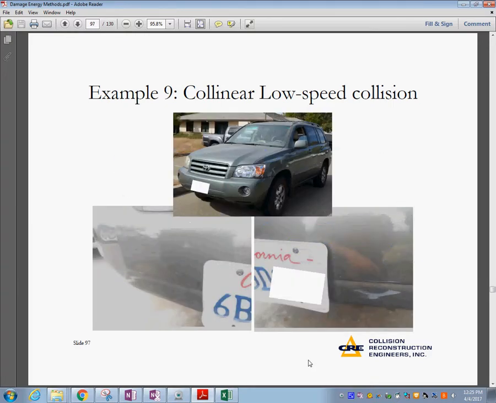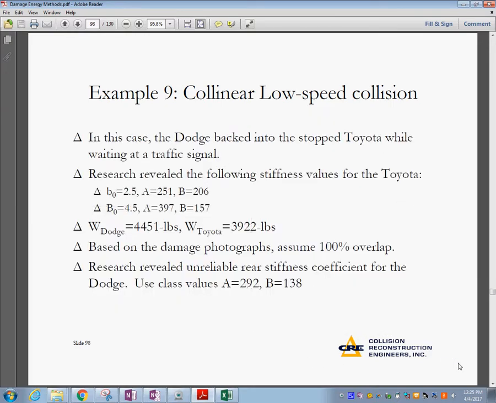This is the Dodge. So in this case, the Dodge backed into the stopped Toyota. So it was in reverse. The Dodge backed into the stopped Toyota while waiting at a traffic light. And actually that can happen because if the front driver went over the line, he realizes the mistake, there's a camera in there, he backs up quickly and hits the car behind. Dodge 4,400 pounds, Toyota 3,900.